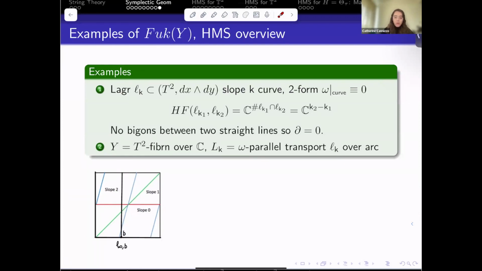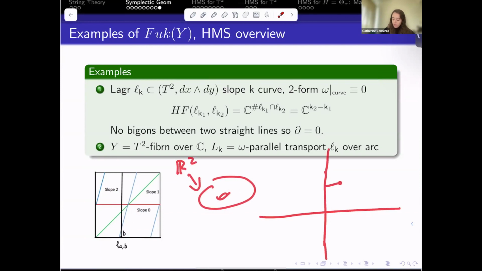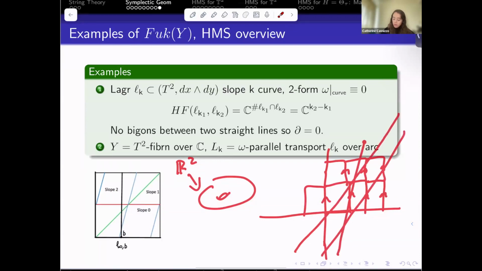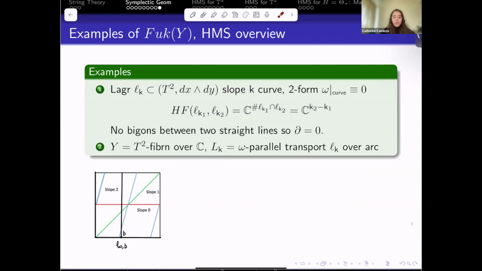If you think about the universal cover, so if this is the torus, we have a map from R2 to the torus, which is quotienting by this equivalence relation where you identify opposite edges. So we can tile R2 in this way and just identify all of these edges. A slope k curve then becomes an integer slope line like this. So if you have two integer slope lines, they can never close up to make a bigon. So the differential is going to be 0 on a 2-torus. So just counting the number of intersection points gives the cohomology, because when we quotient by the image of the differential, well, the image is 0. So we just get everything.